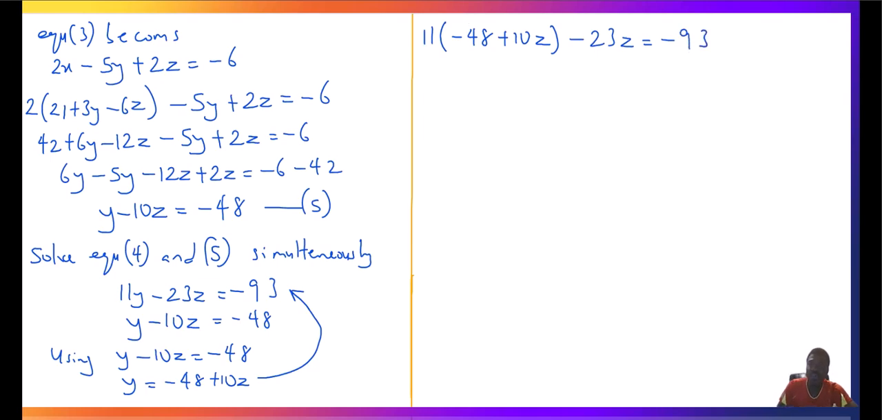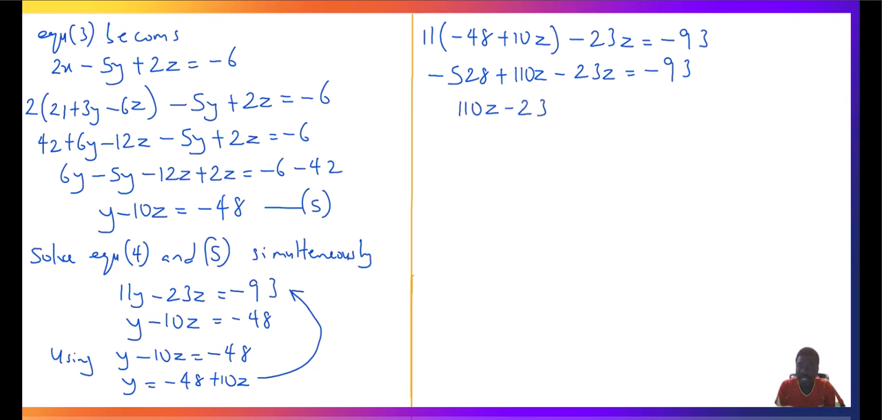So let's go ahead and open the bracket. So we have 11 times negative 48. That will give me a negative 528 plus 110z minus 23z is equals to negative 93. So at this point, what will I do? Collect like terms. I have 110z minus 23z is equals to minus 93 plus 528. And that will give me 87z is equals to 435.